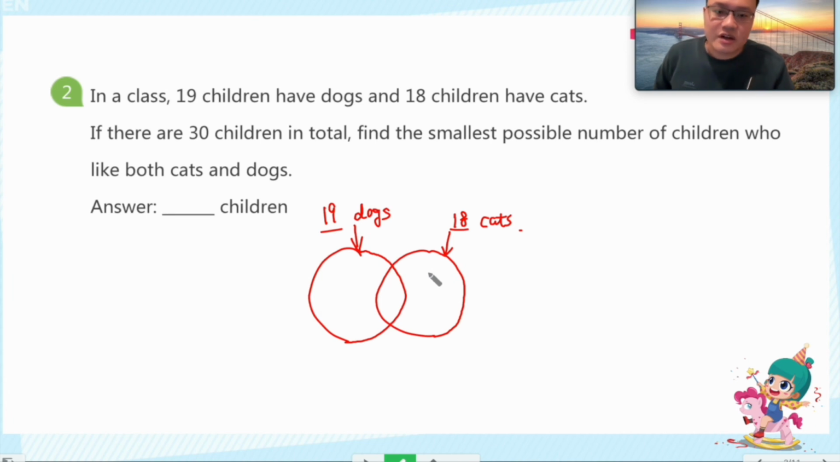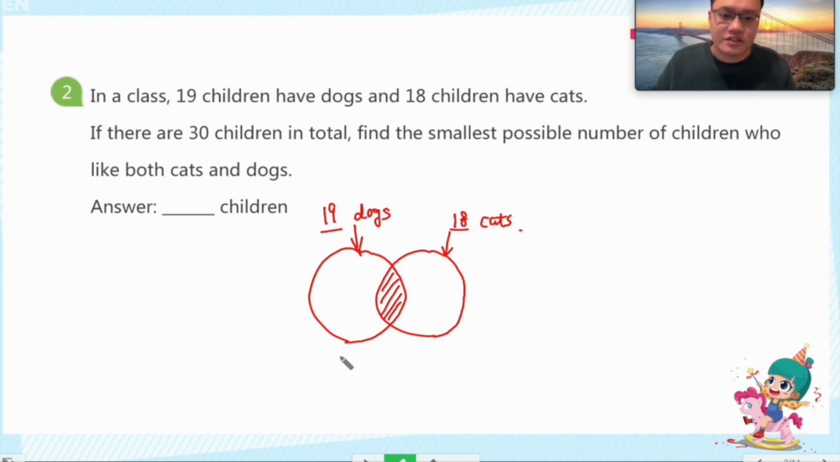And the question is, what is the smallest possible value of this overlap part? So guys, if you want to get the overlap as large as possible, then the biggest will be 18. Because if that is 18, it means we have 18 children who like dogs and cats, and for all the other students, 30 take away 18, only 1 student likes dogs, and all the other students like neither cats nor dogs.